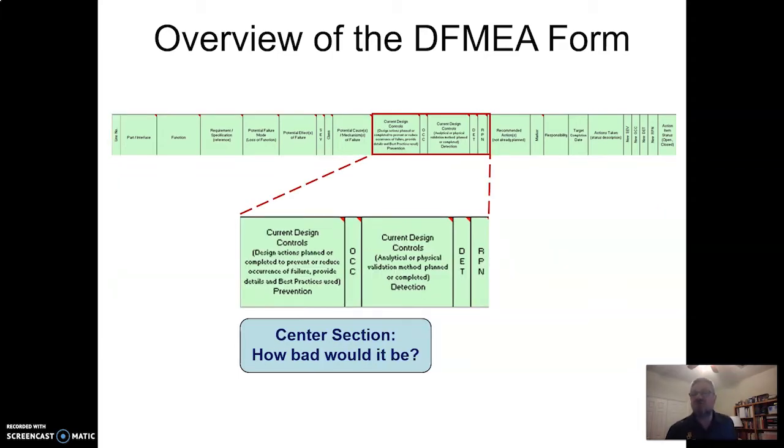Middle section of the form, addressing the question of how bad could it be? Because as you go through and identify failure modes in your design, some are more severe than others. It's important to make sure that the severe failures get addressed. Some of the less severe failures, it could be okay to leave those as issues that can be dealt with when the product is in service.